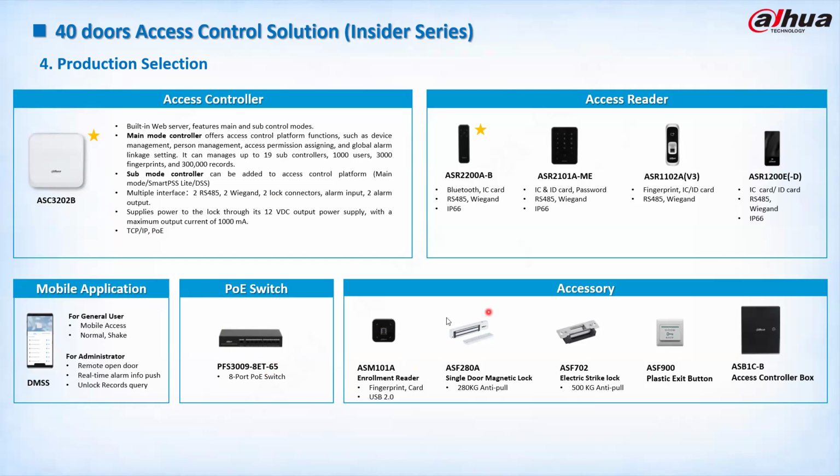Therefore, we have accessories here that can be combined with each of those locks to achieve a solution. We have the enrollment readers for collecting fingerprint and card information from the users so that you can register them to the controller itself. We have the two locks, the strike lock and the door magnetic locks. Then we have, for example, the exit button, just to ensure that you can exit the door without any kind of issues.